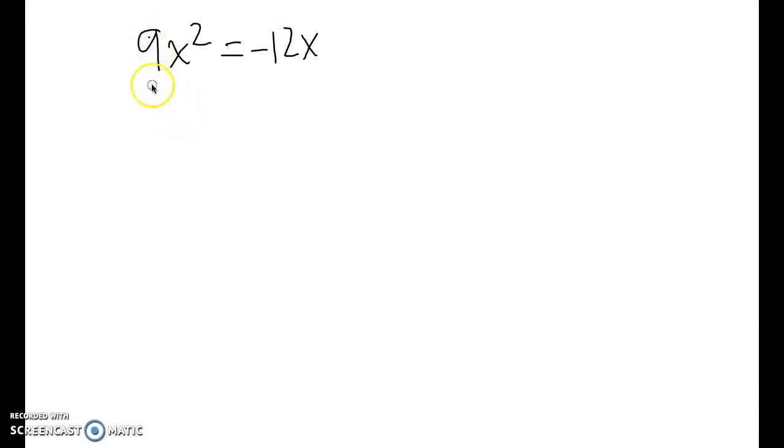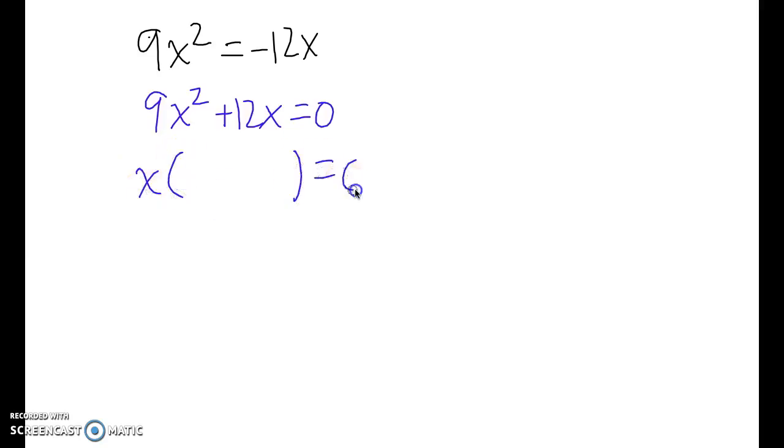Here I have 9x squared equals negative 12x. I'm going to add 12x to both sides. So I get 9x squared plus 12x equals 0. Now, at this point, you realize, oh, okay, I can factor out an x here and then just see what's left.